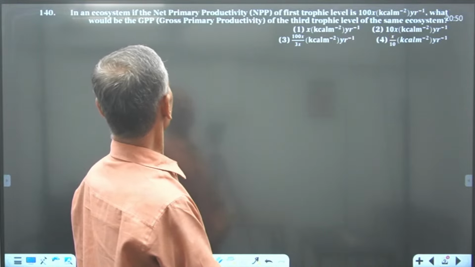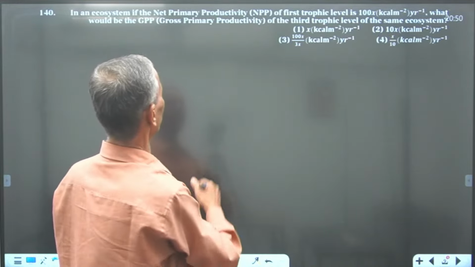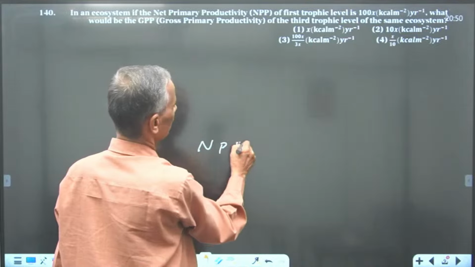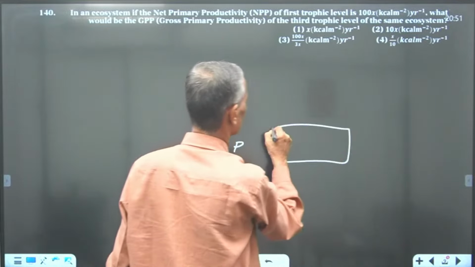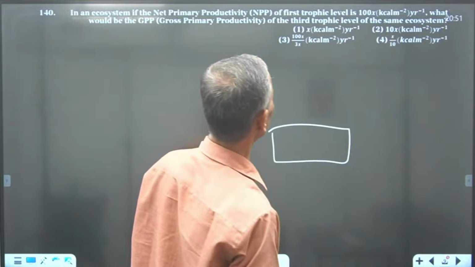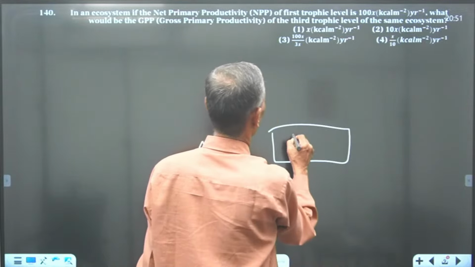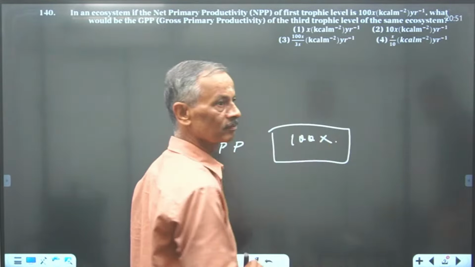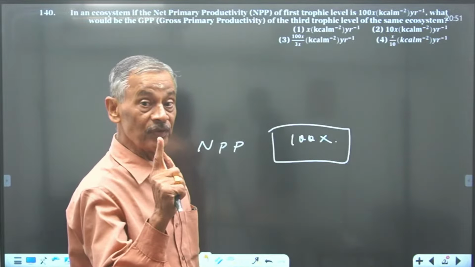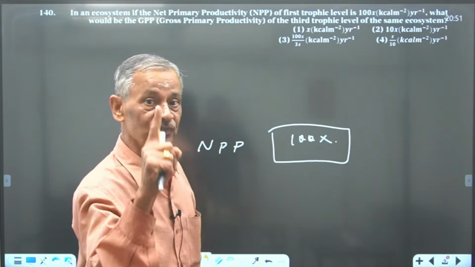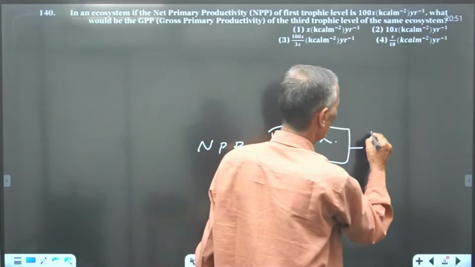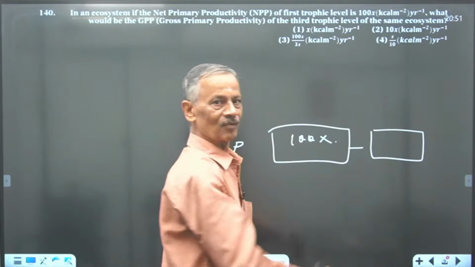Again, in an ecosystem, if the NPP in the first trophic level, that is producers, is 100x, it will give 10% of this to the second trophic level.